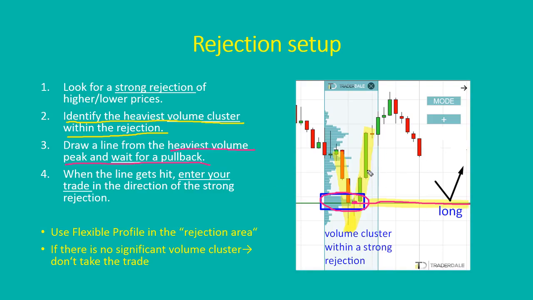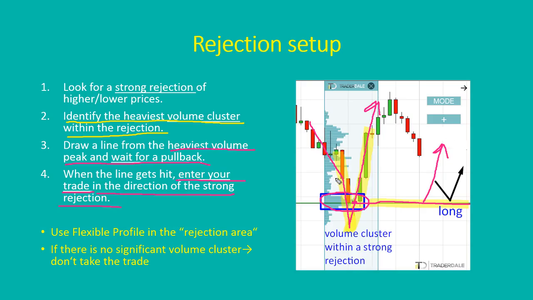And when the price makes it back to the level again, when there is a pullback to the significant volume cluster, you enter your trade, which will be in the direction of the strong rejection. So this is rejection of lower prices. And for that reason, you'll be entering a long from there.